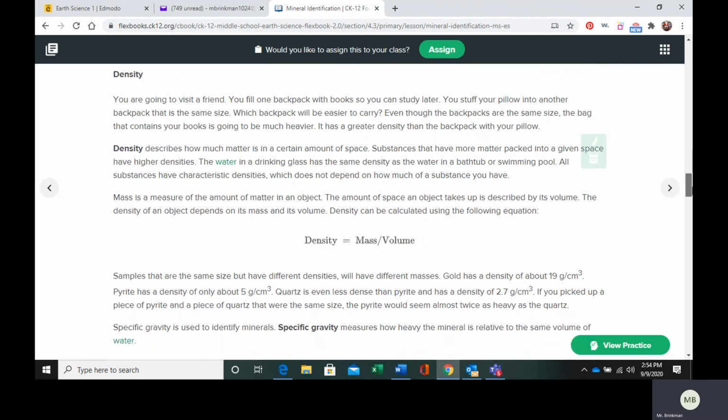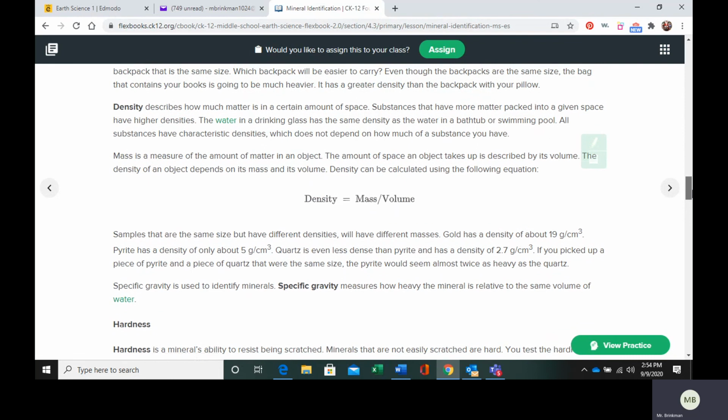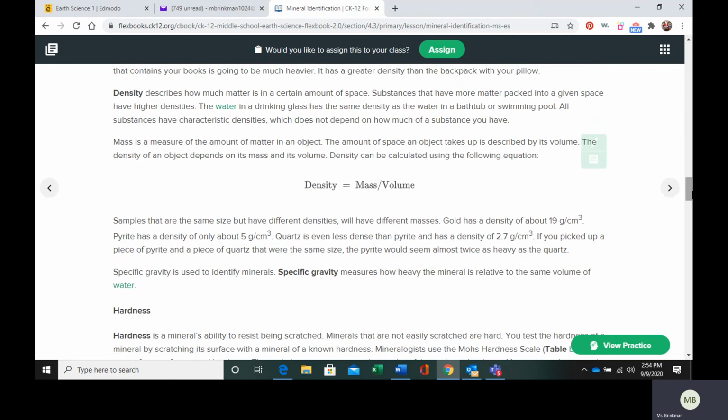Next is density. So with density, it's going to be how much matter is in a certain space, but it's also mass per unit volume. So some substances are going to be more dense than others. And the way you tell the difference in density is if you have the same size sample and one feels heavier than the other, it has a greater density. It has a greater mass in that space, a greater amount of matter.